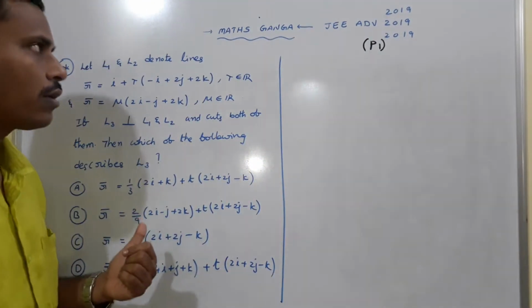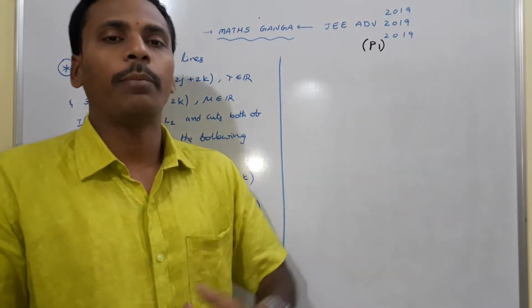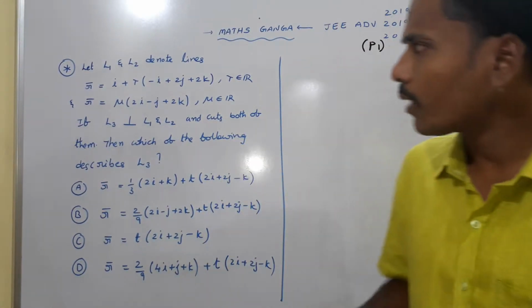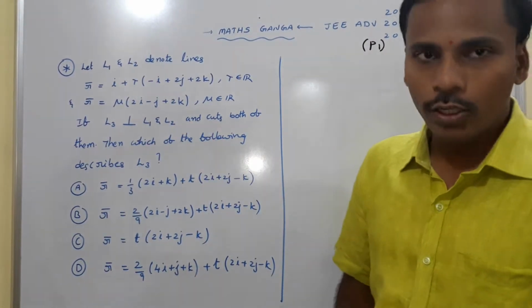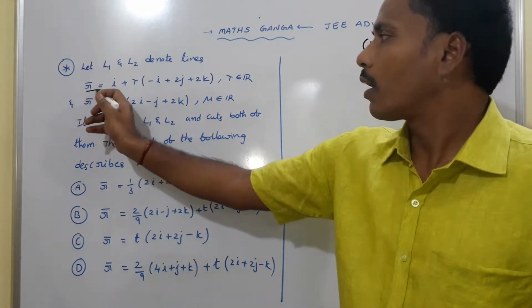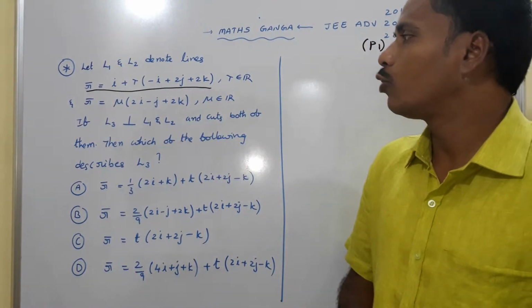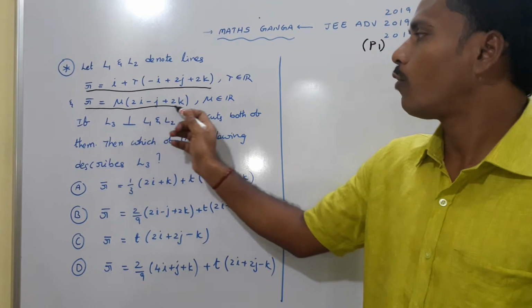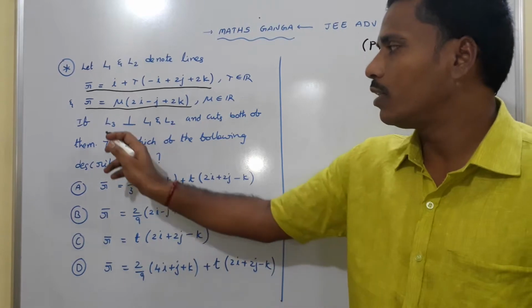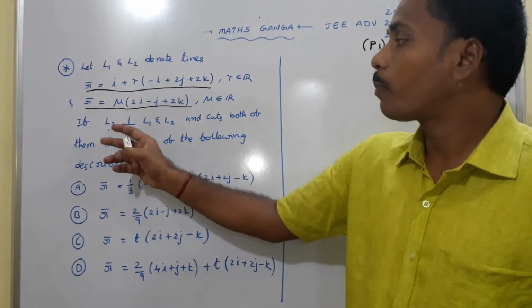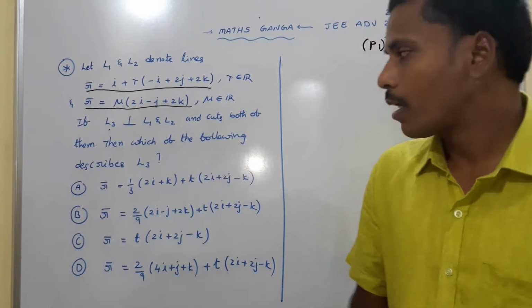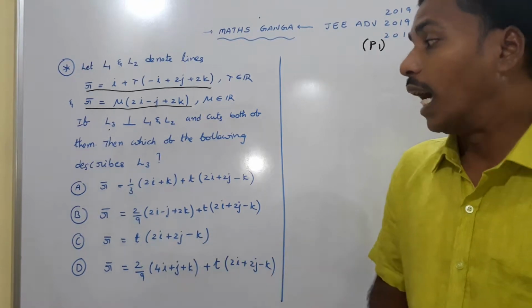This is another question asked in JEE Advanced 2019 Paper 1 under the more than one answer type. In the question, there are two lines L1 and L2. Those two lines are mentioned in vector form, like r bar is equal to i plus lambda times that vector, and r bar is equal to mu times this one. These are the two lines, and we have to discuss the third line L3, which is perpendicular to these two lines and cuts both of them. Then which of the following describes L3?